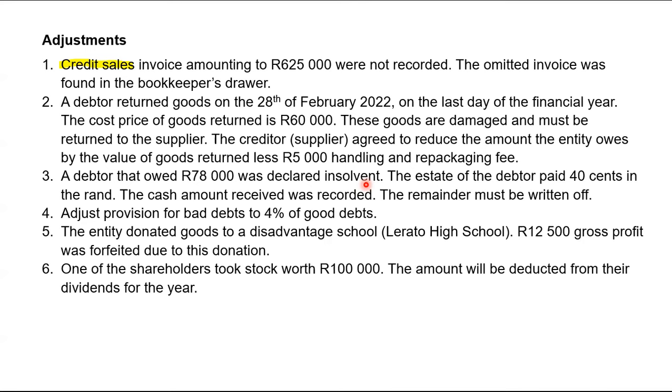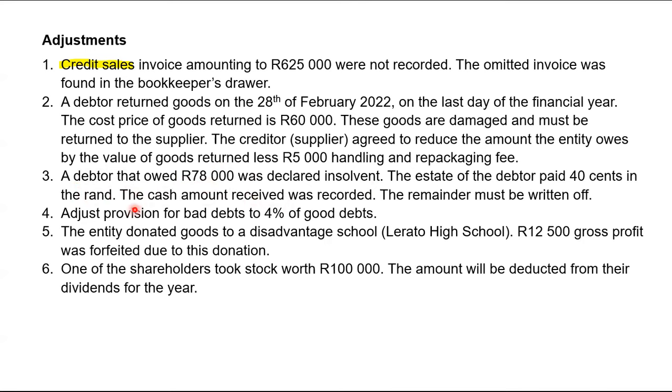All right, I'm going to read further. Then they say the estate of the debtor paid 40 cents in the rand. So they paid us 40 cents for every 1 rand they owed us. Whew, that means now I need to go to my bank and add 40 cents of 78,000, and then reduce my debtors control by 40 cents of 78,000. Is that what I need to do?